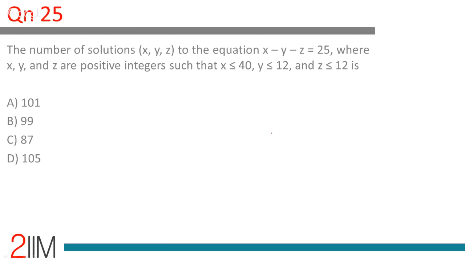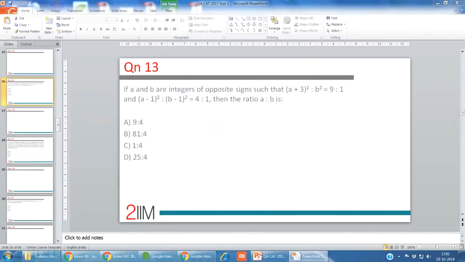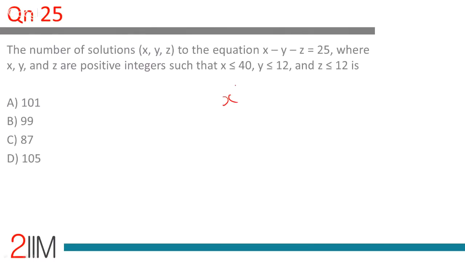X minus Y minus Z is 25. X is less than or equal to 40. Y is less than or equal to 12, Z is less than or equal to 12. X, Y, Z should be positive integers. X should be greater than or equal to 27. I'm going to do this the brute force method. So X should be greater than or equal to 27. Let's say X is 27. X minus Y minus Z is 25. So 27 minus 1 minus 1 is 25. 27, there's one value.